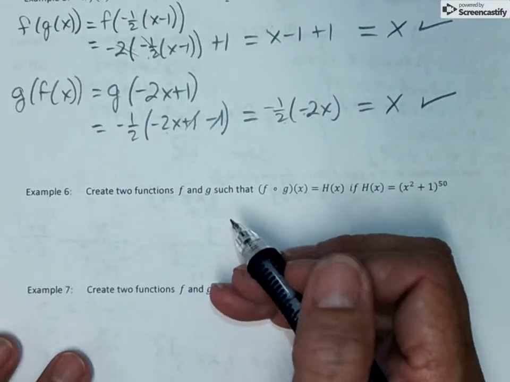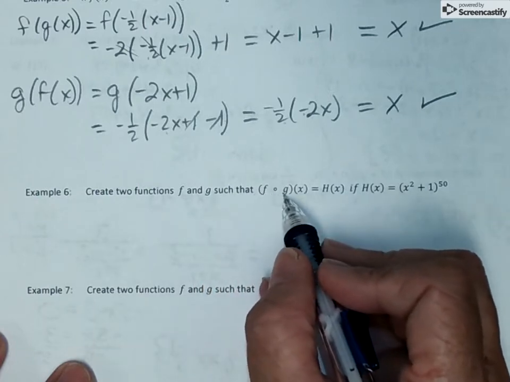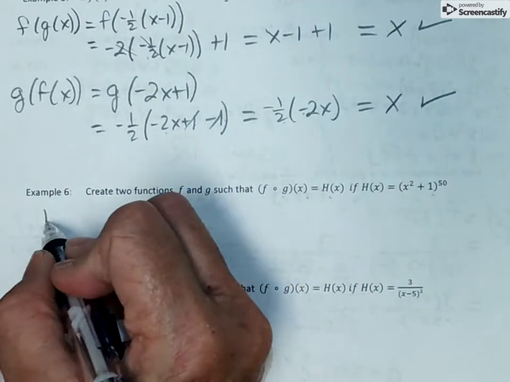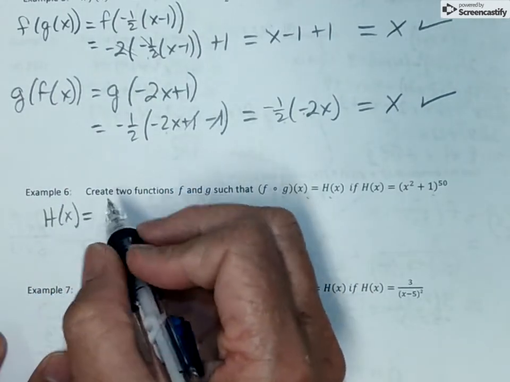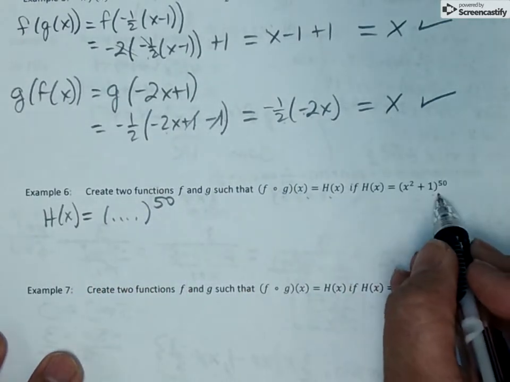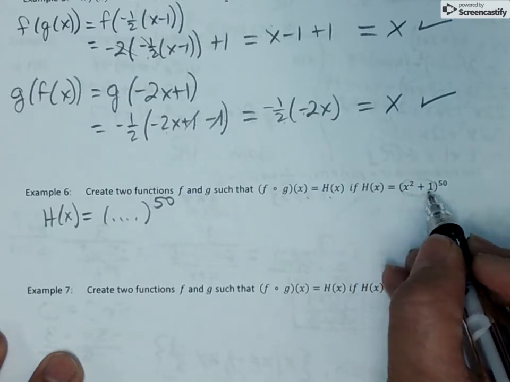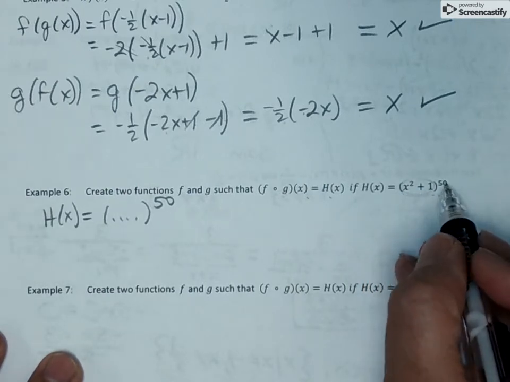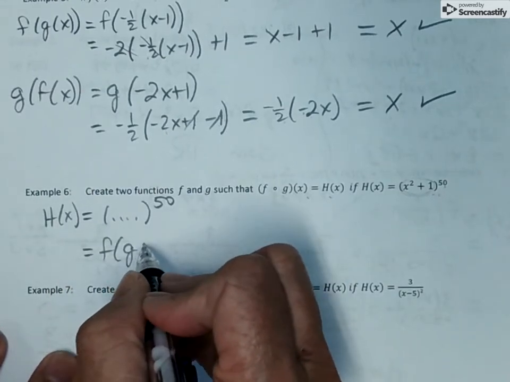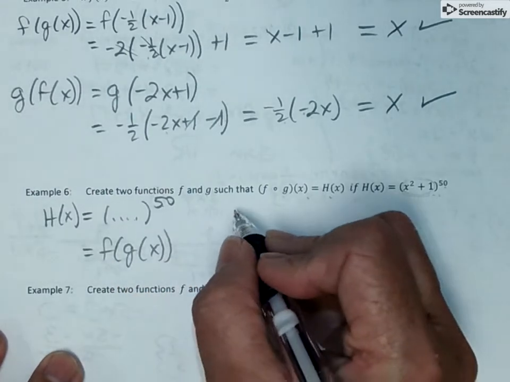Example 6, create a function. Create two functions f and g such that f composed with g of x equals h of x, and this is what h of x equals. So h of x is going to take something to the 50th power. So this part right here, the x squared plus 1, must be my input, and I squared. So this has got to equal f of g of x. This g of x is what's going to get raised to the 50th power.